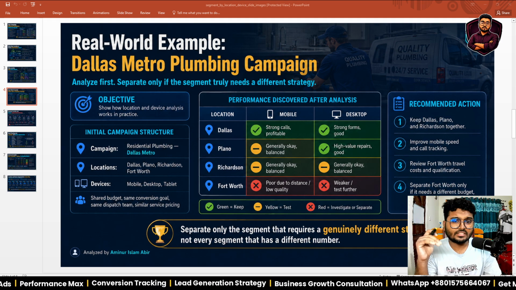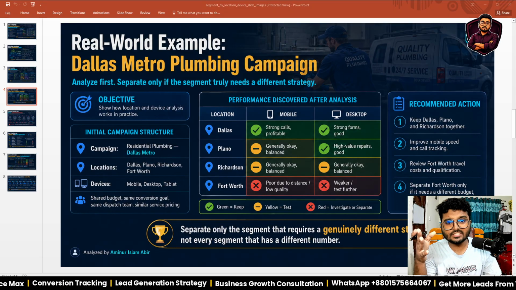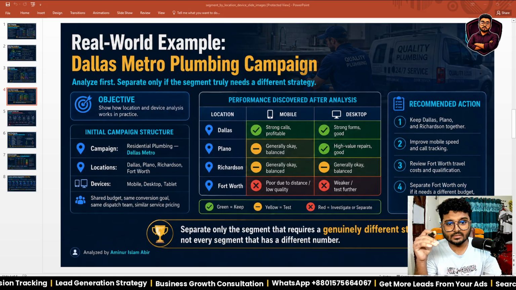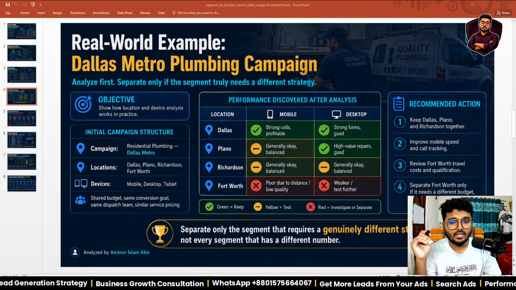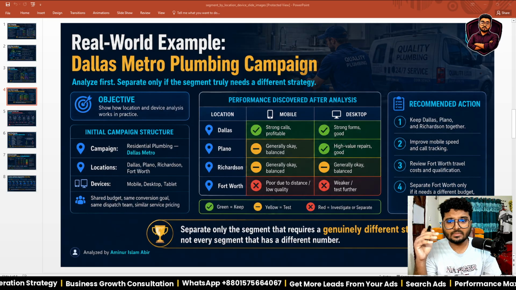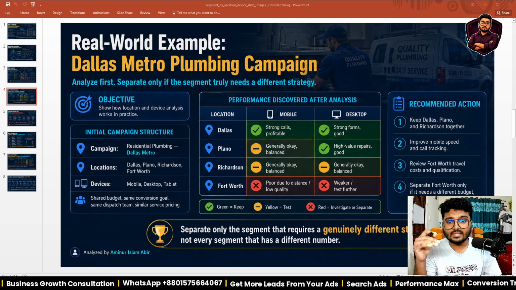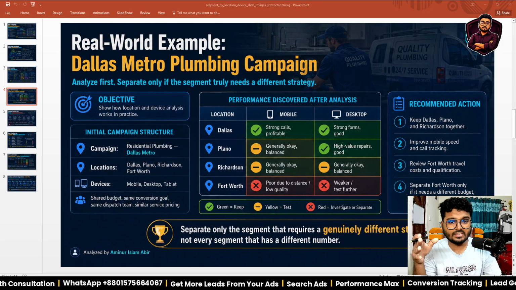Initially, all segments share one budget, the same conversion objective, the same dispatch team, similar service pricing, and the same service pages. After collecting enough data, the advertiser reviews location and device performance. Dallas mobile generates strong emergency calls, the leads are relevant, and the jobs are profitable. The correct action is to keep the segment and continue improving the call experience.